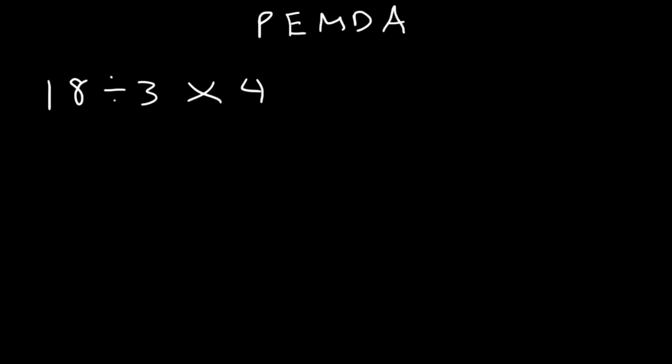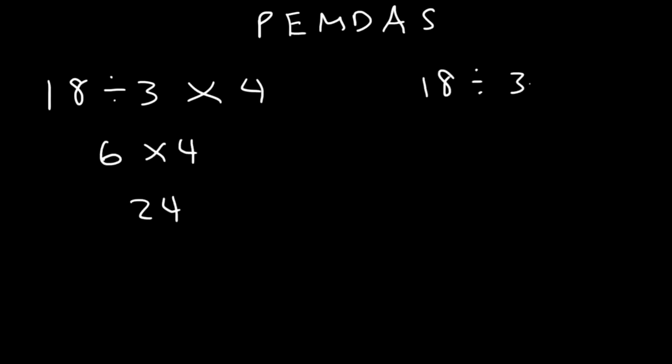Now what about multiplication and division? So let's say if we wish to divide 18 by 3 and then multiply by 4. So according to PEMDAS, do multiplication and division have the same priority, or is one greater than the other? Now let's do this both ways. Let's see if we're going to get a different answer or the same answer. Let's divide first. Let's go from left to right. 18 divided by 3 is 6. 6 times 4 is 24.